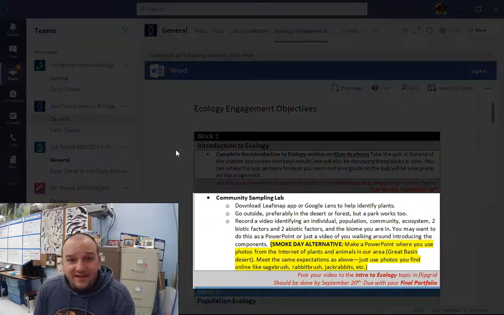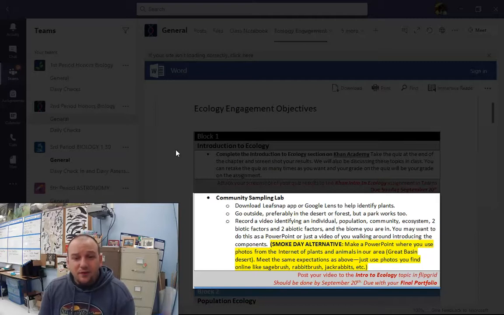The second assignment we have for you is a sampling lab. Ideally, what you'll be doing is going outside with either Leaf Snap or with Google Lens and identifying several plants and or other organisms in our community. It's going to be way better if you don't go to a park or right out in front of your house, but actually try to get out in the sagebrush in a real Nevada ecosystem and not just the things that are growing in your yard. But the idea is to go out with one of those apps, take some pictures, and identify several different organisms.